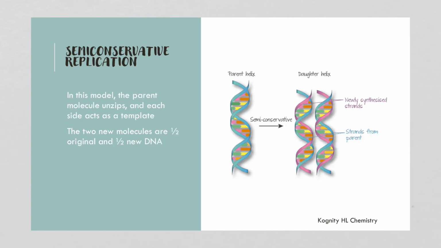The model of DNA replication that we support and understand is called the semi-conservative replication model. So what happens is, just as I've described, the DNA helix unzips and then new nucleotides are added to the single strands so that the final product will have 1/2 the original DNA and 1/2 the newly synthesized DNA.